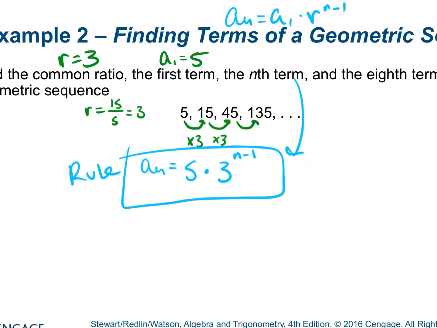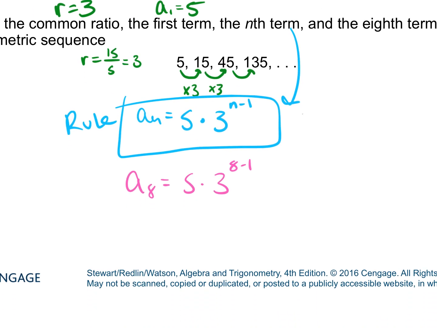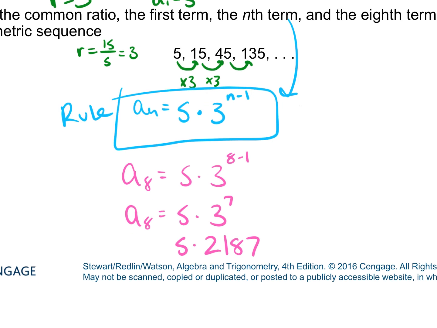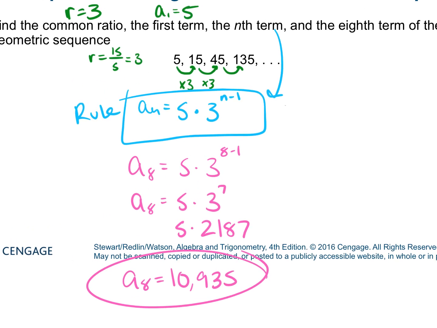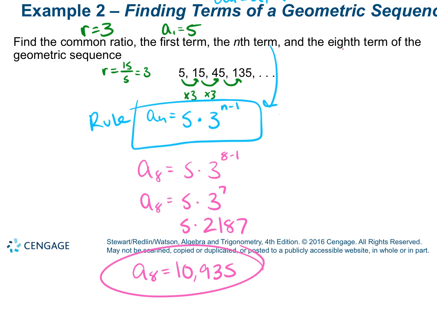Last part of the question says find the 8th term. So we're going to plug in 8 into n. So we have 5 times 3 to the power of 8 minus 1. So 5 times 3 to the power of 7. We have to do 3 to the power of 7 first in our calculator. So 2,187 times 5 would be 10,935. So this would be our 8th term.